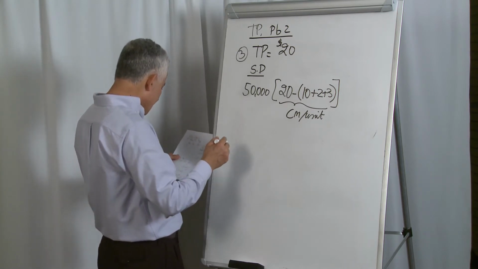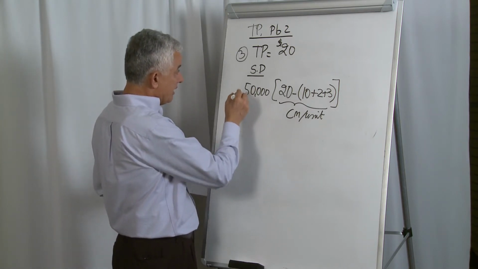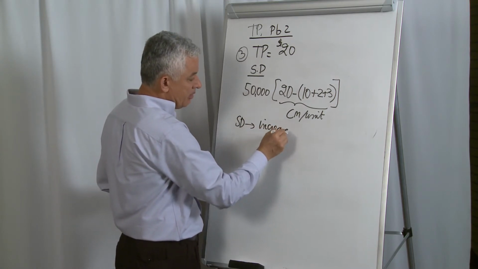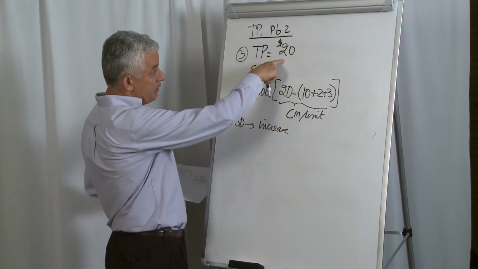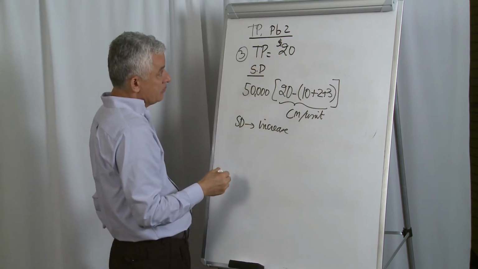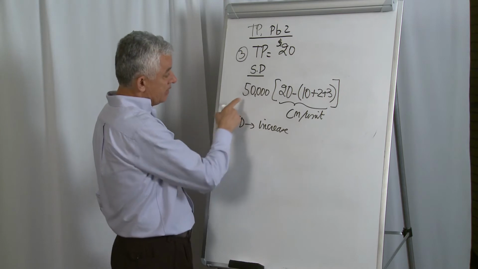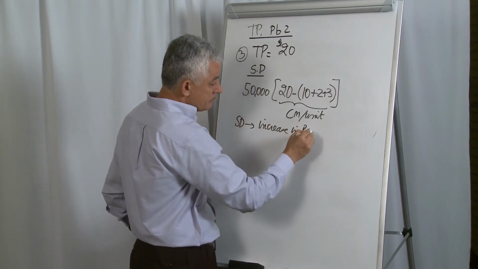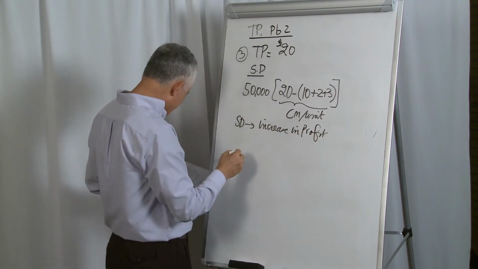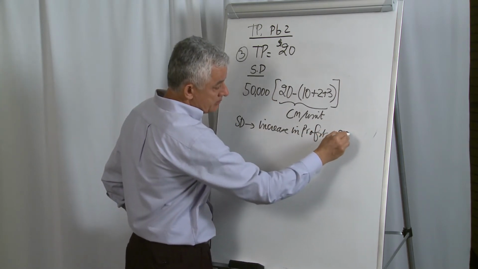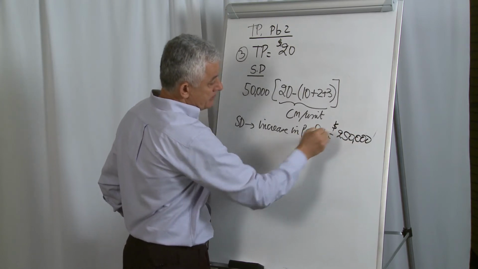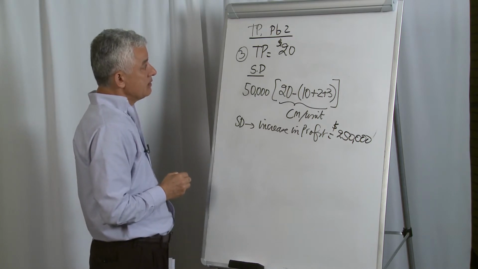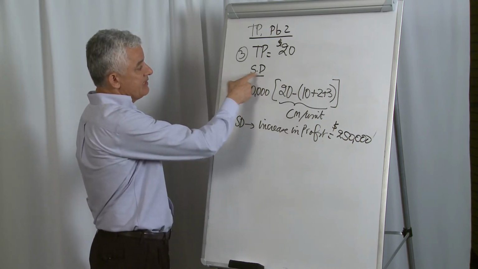Now, what is the increase in profit? The selling division's increase in profit as a result of this transfer price of $20 a piece, pertaining to the 50,000 units being transferred, calculating this, will be $250,000. That's the impact of a transfer price set at $20 on the selling division.